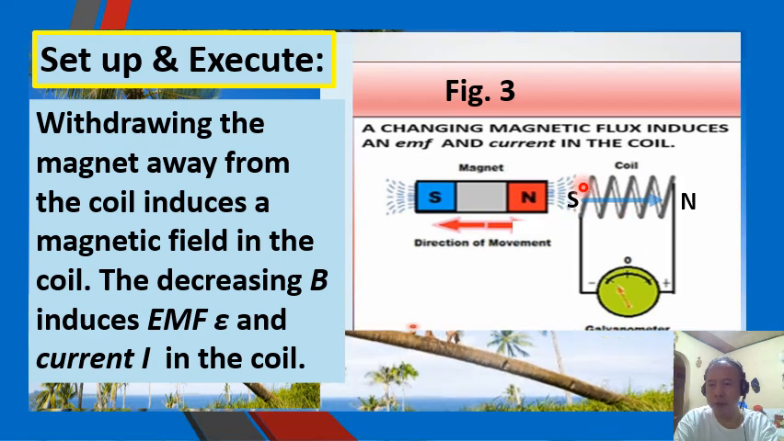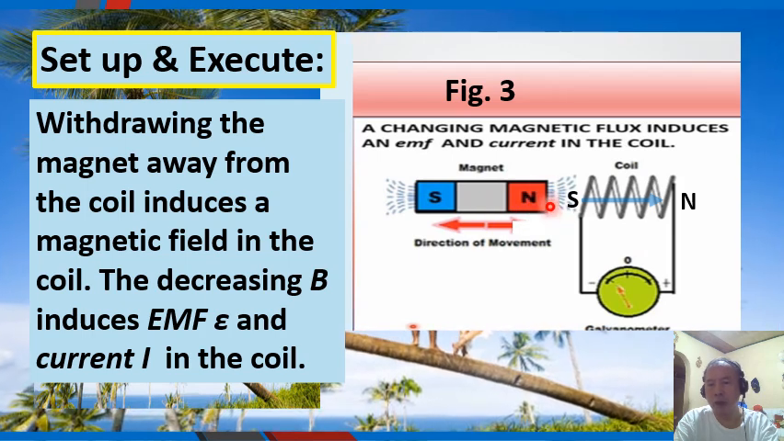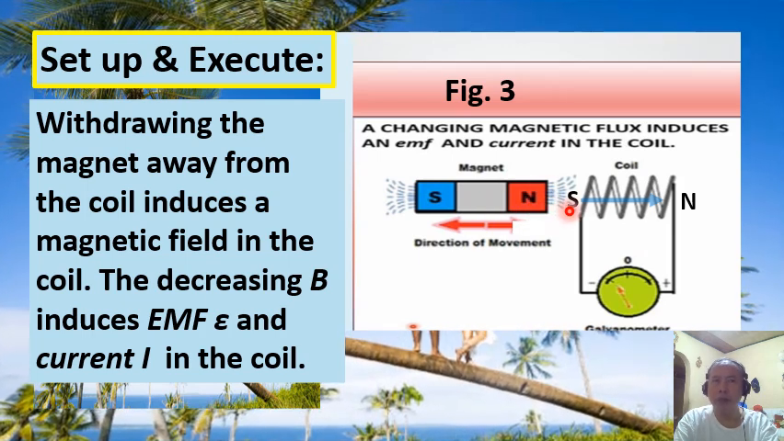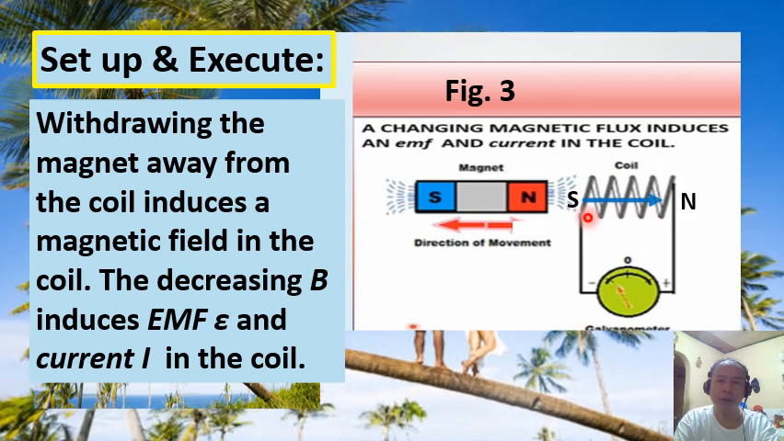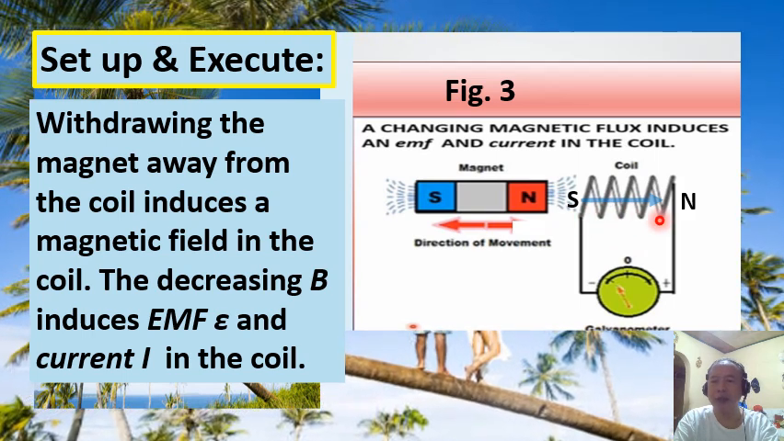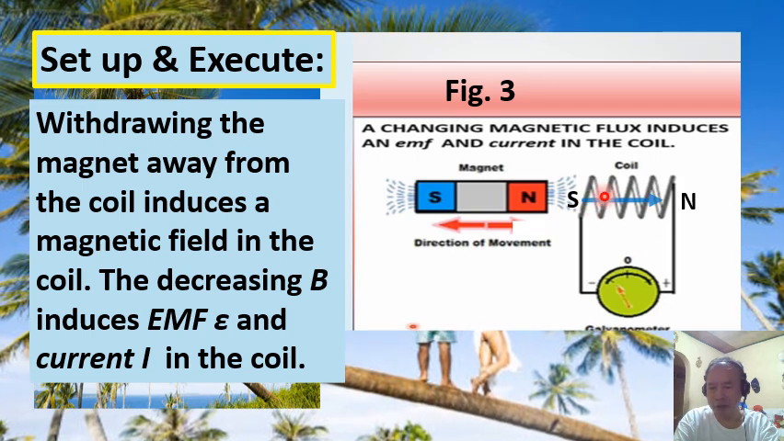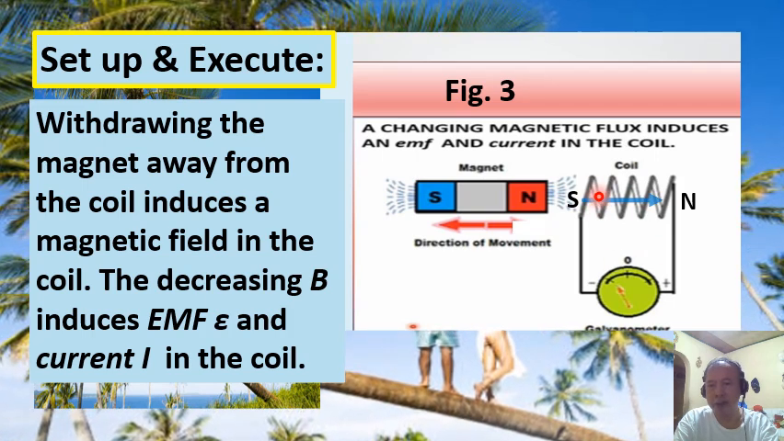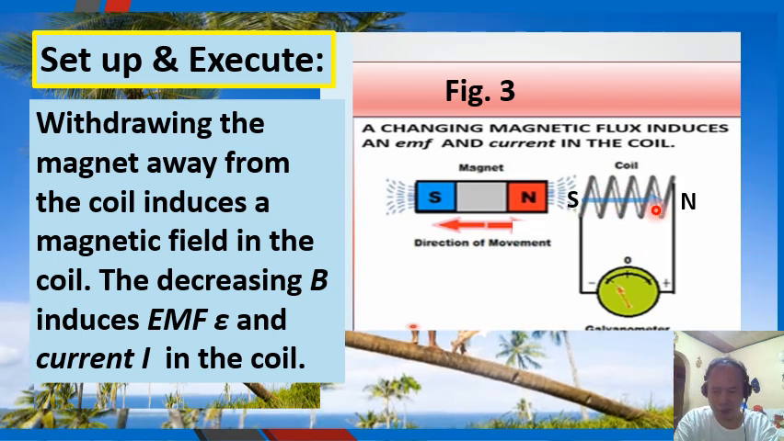You will be doing work for moving the bar magnet away, and that is where the production of energy in the form of electrical energy happens in the coil circuit. That is where the law of conservation of energy comes in.